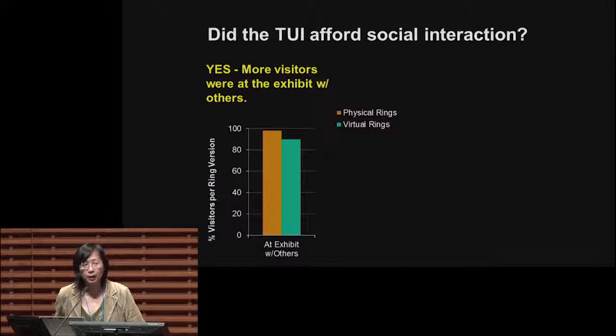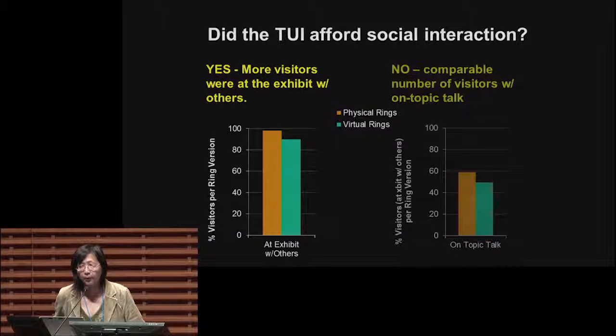But did those productive social interactions happen? We listened in on what people were saying to each other, and we listened for on-topic talk. Did they talk about the data? Did they talk about the plankton in any way? And we found no difference. If they were at a table with someone else, they were equally likely to talk about plankton whether they saw the physical rings or the virtual rings.